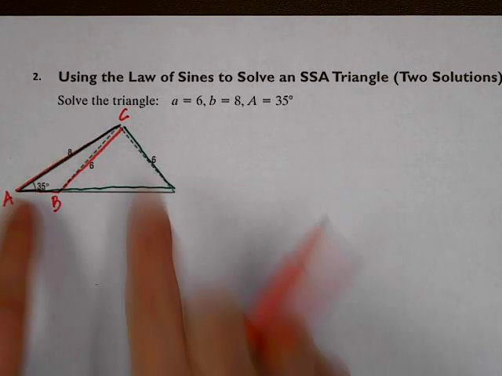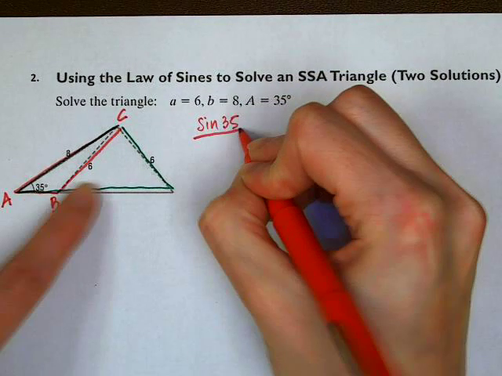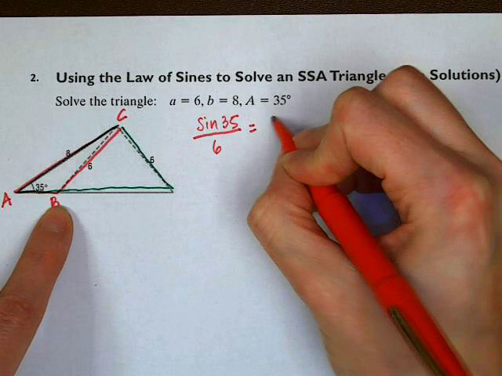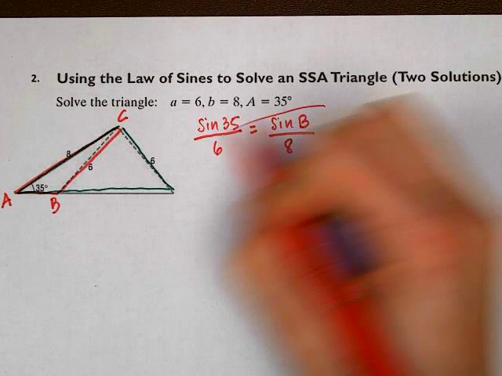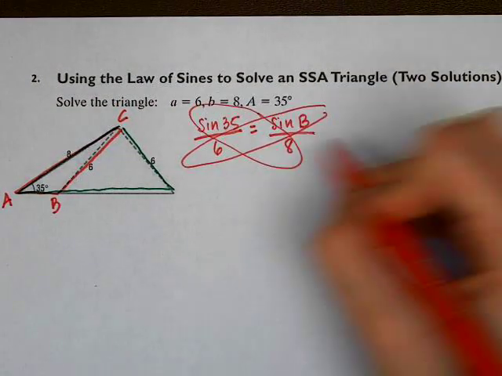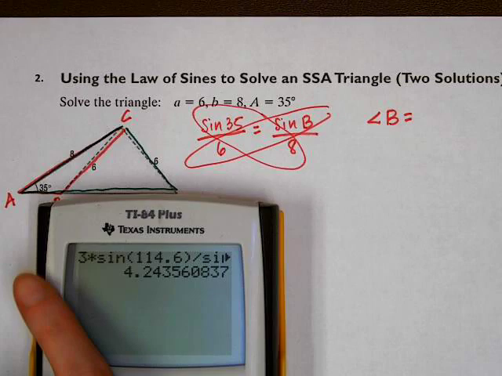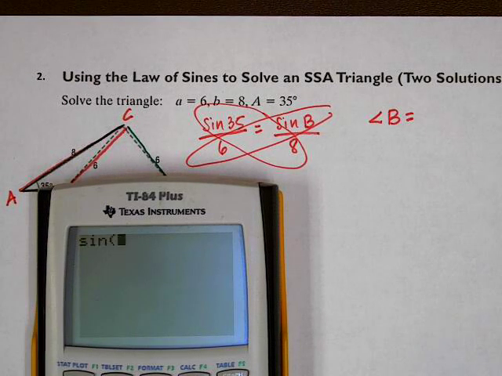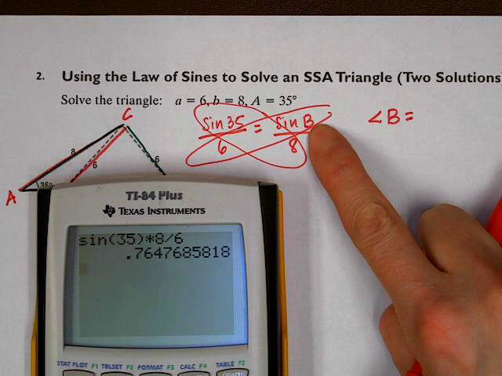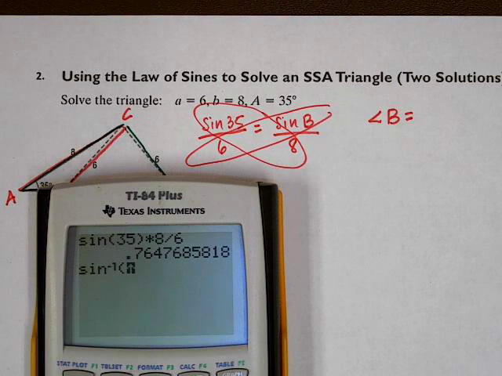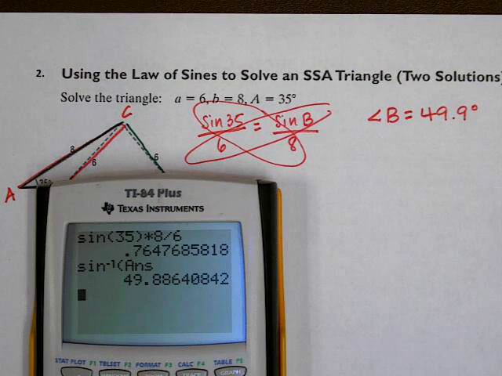Totally up to you. I'm definitely going to use the law of sines. So sine 35 over 6 equals sine of B over 8. And then go ahead and cross multiply and divide to get angle B. So it's sine 35 times 8 divided by 6. But since it's an angle, we have to do inverse sine of that decimal. So angle B is 49.9 degrees.